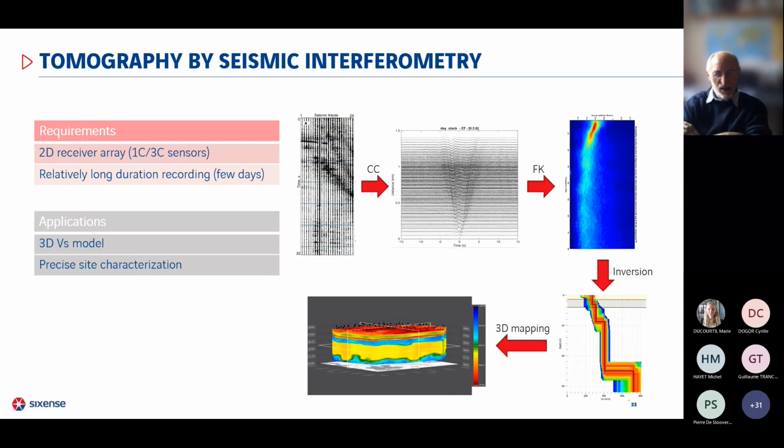So the procedure, again, is very similar to the MASW. From noise data, we apply a mathematical procedure, the seismic interferometry, that allows the extraction of surface waves. Then we compute a dispersion curve, we invert them into VS models, and then obtain the 3D velocity model. So the method sounds simple, but it has some challenges.